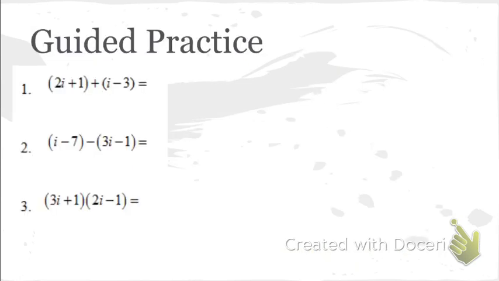Alright, the next one, i minus 7 minus 3i minus 1. Again, make sure you distribute the negative, so it becomes i minus 7 minus 3i plus 1, and then you get negative 2i minus 6. Boom. Last one, we're going to FOIL. Everything's in terms of i, so we don't have to worry about the square root of a negative number. So we'll just FOIL it out.